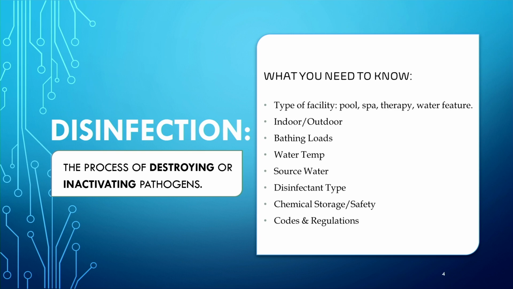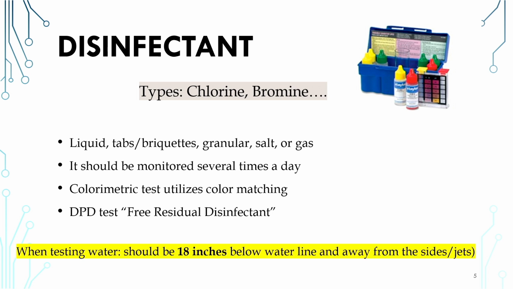There are several disinfectant types that I'll go over shortly. You also need to be careful in storing the disinfectant chemicals. Some chemicals, especially chlorine, become less potent over time as the chlorine off-gases from the solid tablets. Chlorine tablets and powders stored on shelves for more than a year are much less potent than fresh chemicals. There are a variety of disinfectants: chlorine, bromine, liquid, tabs, briquettes, and either granular or gas disinfectants.